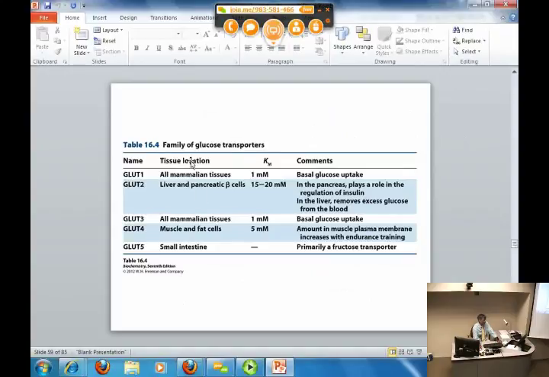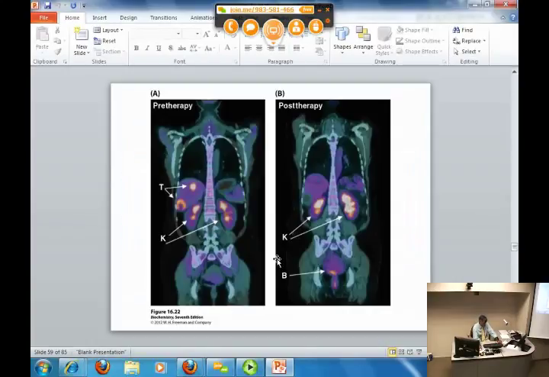Okay. And this is the family of glucose transporters, which I mentioned earlier: glucose transporter 1, transporter 2, transporter 3, transporter 4, transporter 5. Where they occur, please remember, you may get some questions from this table as well, okay? And these are the cancer.